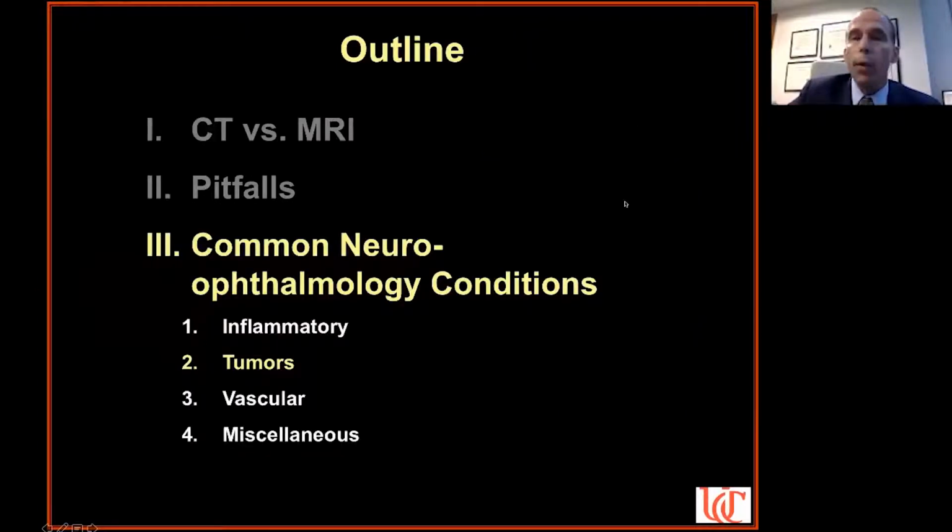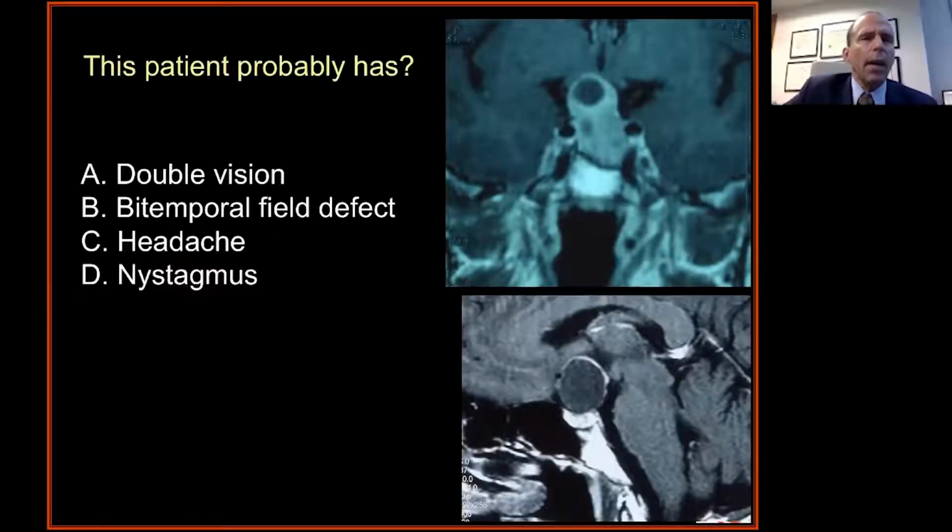So let's look at some tumors. And I'm going to ask a question. This patient probably has which of the following? So I will say before I give you the choices, this is a coronal image looking through the chiasmal area. This is a sagittal image. So here's the brainstem, sellar area. What do you think this patient probably has?